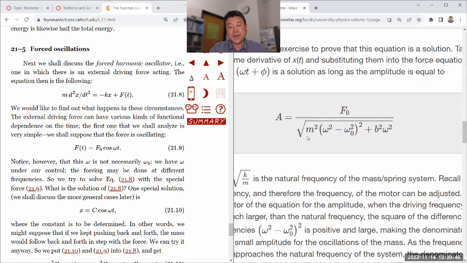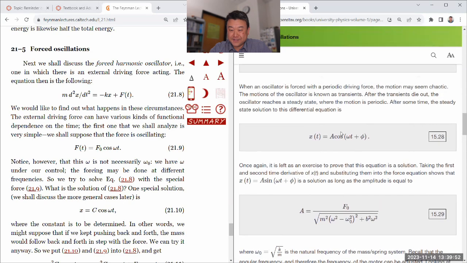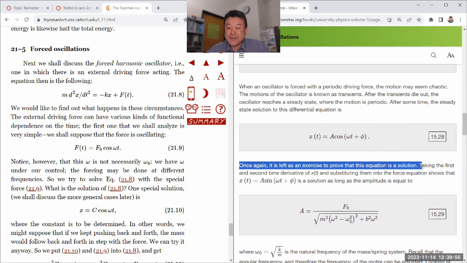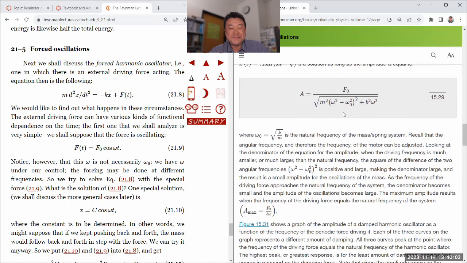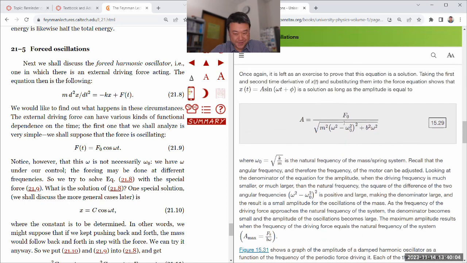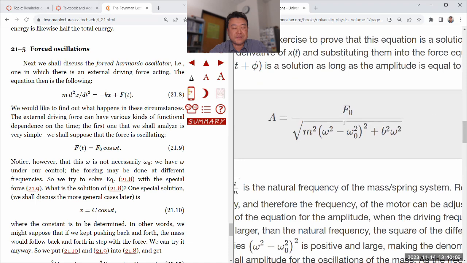Here's the solution for the amplitude in terms of the driving force and the frequencies. It says it is left as an exercise. I mean, yeah, you can do it. It'll just take maybe about a page of algebra and trigonometry. So that's what your textbook does. They have their reasons, and it's not an invalid reason. Let's see how Feynman does it.